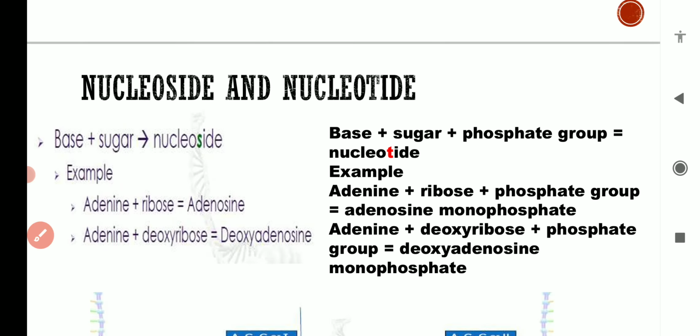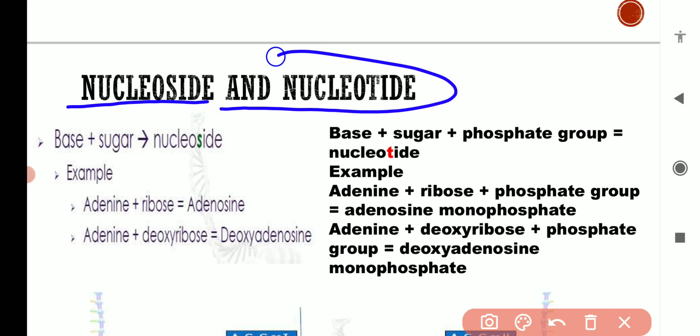Another 2 terms come: one term is nucleoside and another term is nucleotide. We all know what a nucleotide is. Nucleotide is the building block.